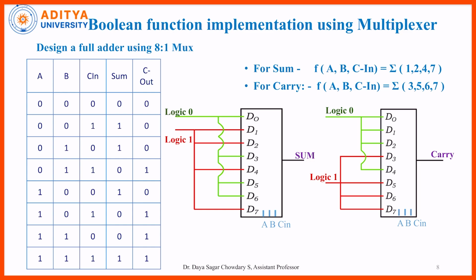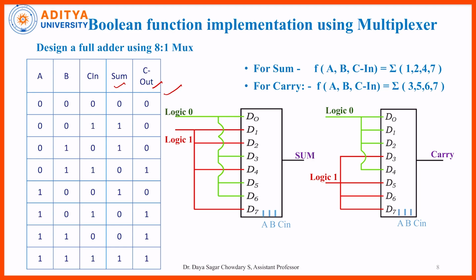And coming to the Boolean function implementation using this multiplexer. If we have any equation or Boolean function, let us take this one circuit, which we call a full adder circuit. So, design a full adder using an 8:1 multiplexer. Same as before, for the full adder we have to take the truth table, so again we have the sum and carry out.